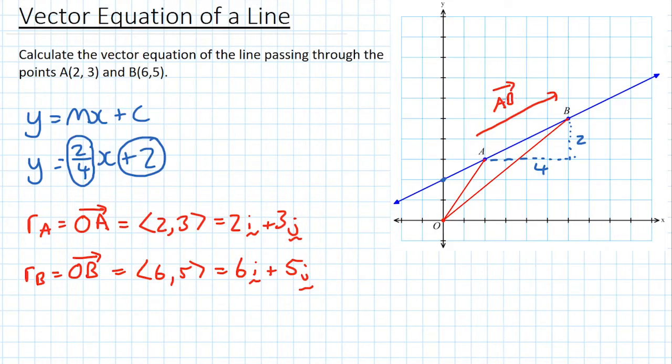And then what we can do is multiply this vector AB by some scalar to go further up the line, or if we multiplied it by a negative, AB vector will go backwards. So what we need to determine now is the vector AB.